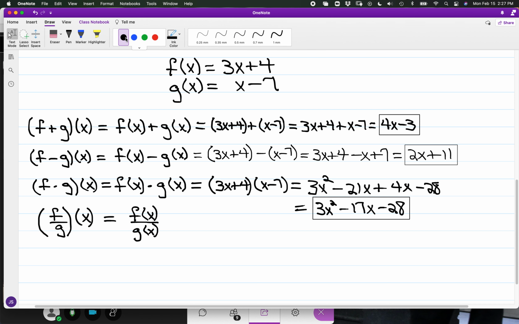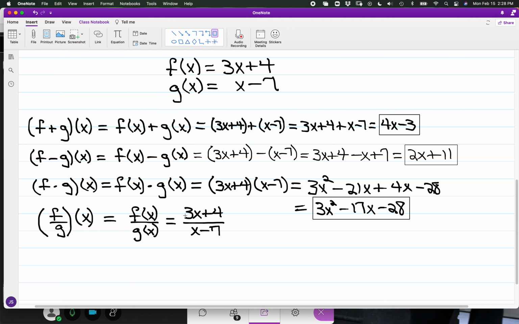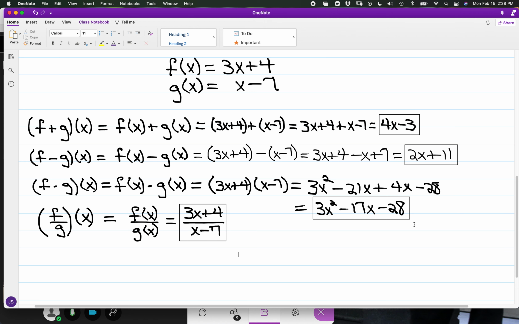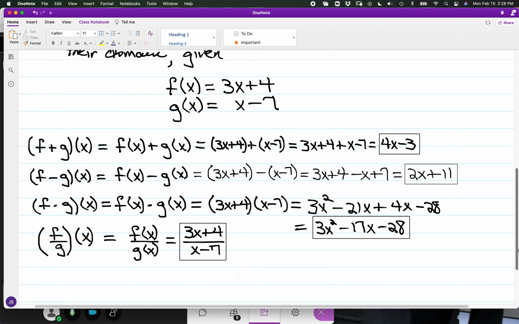And in the case of the quotient function, we have f of x at 3x plus 4, and g of x at x minus 7. There's no common factor other than 1 shared between the numerator and denominator. So just filling in for f of x and g of x, respectively, with 3x plus 4 and x minus 7, that will be the end result here.